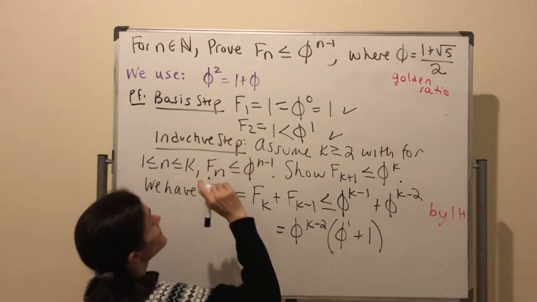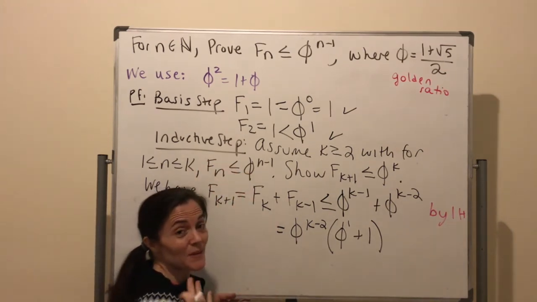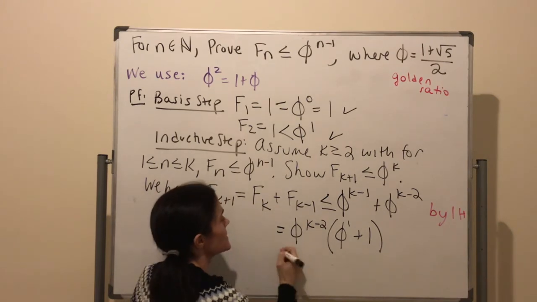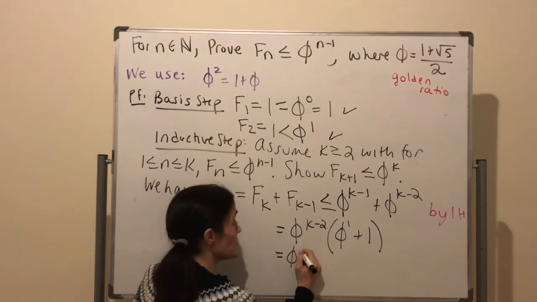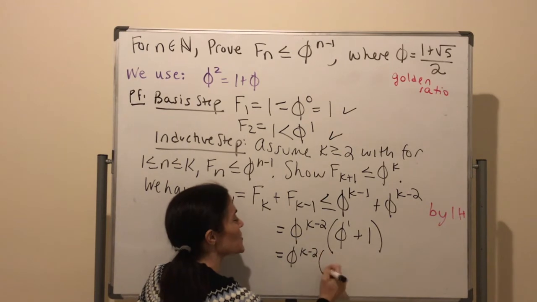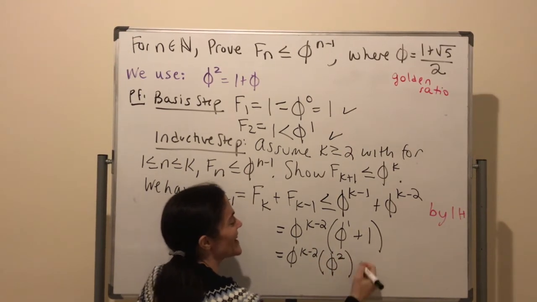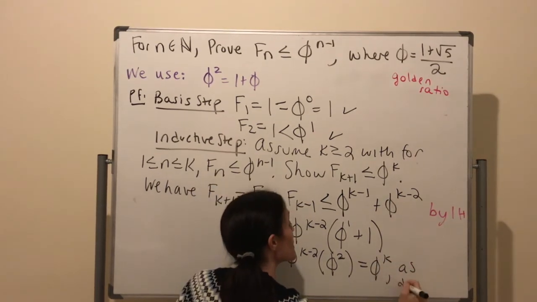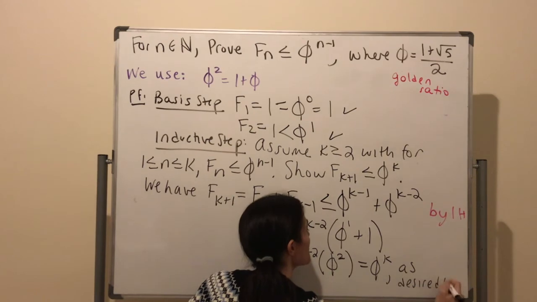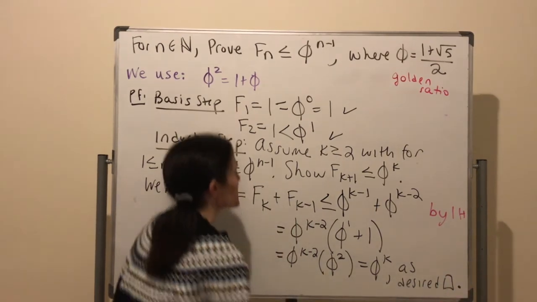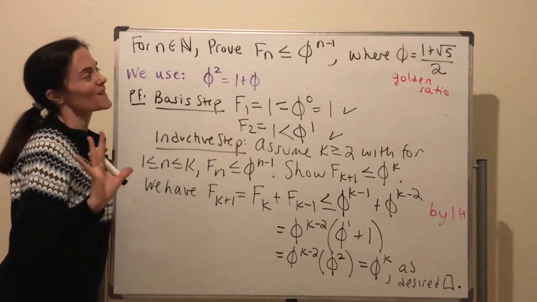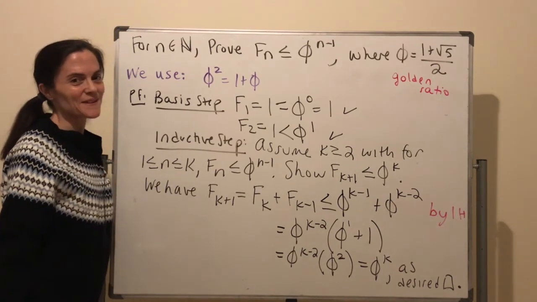Well, you see, this is the claim, which you can just look up and see in purple. We also proved this, that phi plus 1 is phi squared. And now we can add exponents, we get phi to the k. And this is exactly what we wanted. This is the end of this proof. It was a proof using strong induction that gives us this upper bound on the Fibonacci numbers.